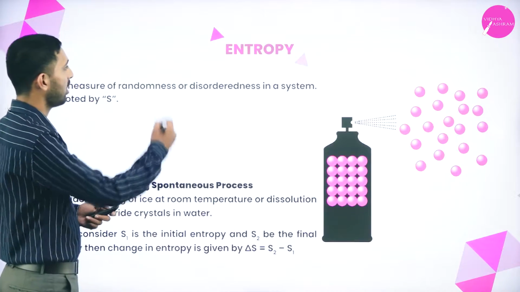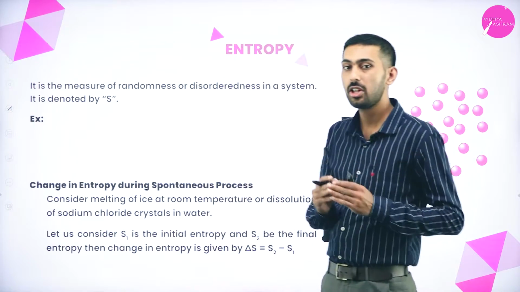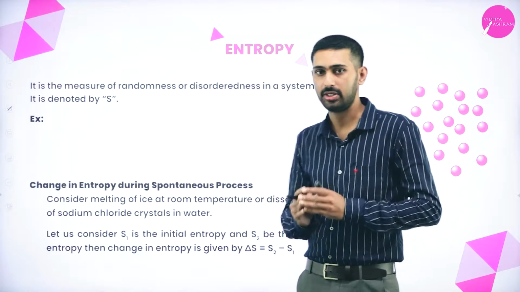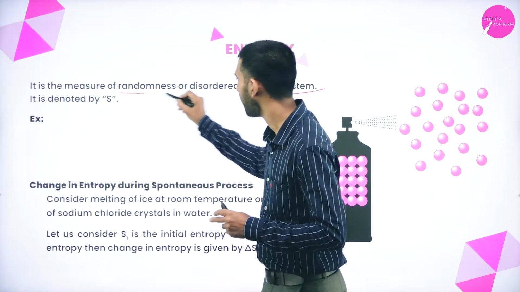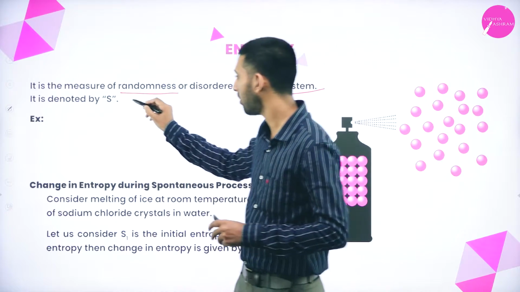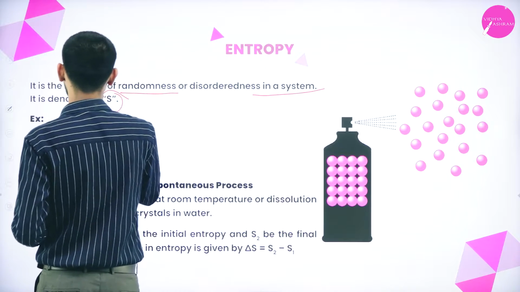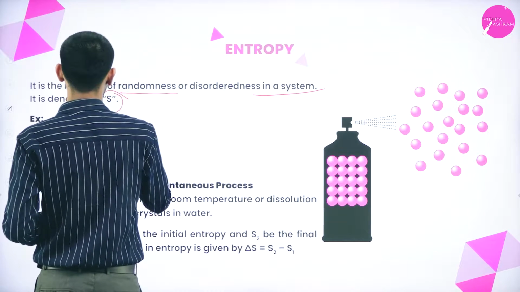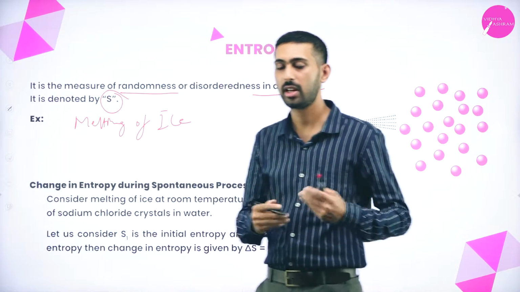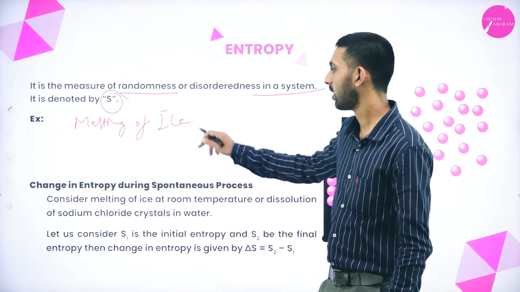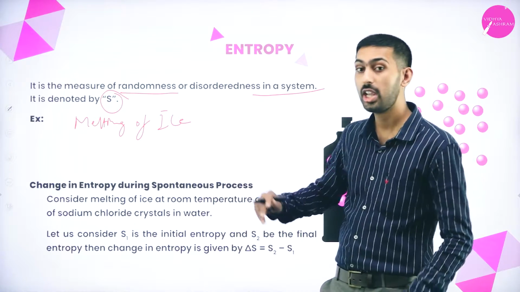Okay. Next thing is entropy. What do you mean by entropy? It is a measure of randomness in a system, and it is denoted by S. Example is melting of ice. At a particular temperature, it will react with the open environment, right? So we can say that it's melting of ice.